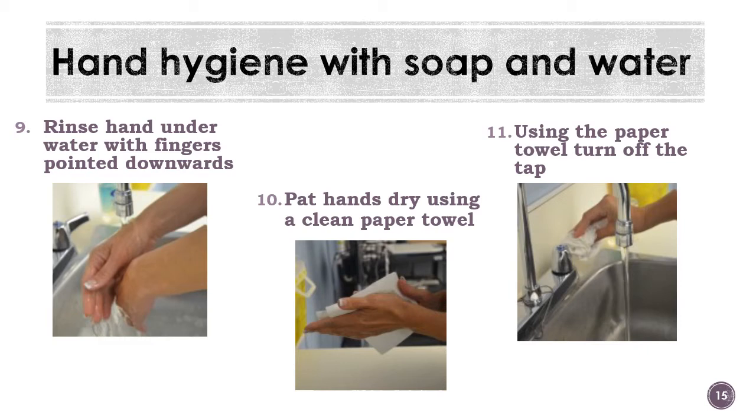And then step 10 is to pat the hands dry using a clean paper towel. And then the final step, step 11, is to use the paper towel to turn off the tap, or you could also use your elbow to turn off the tap.